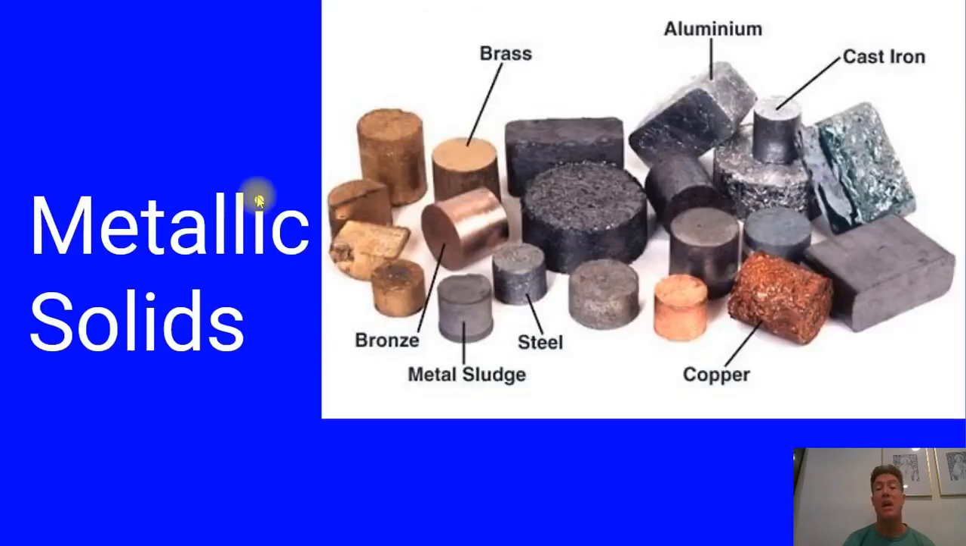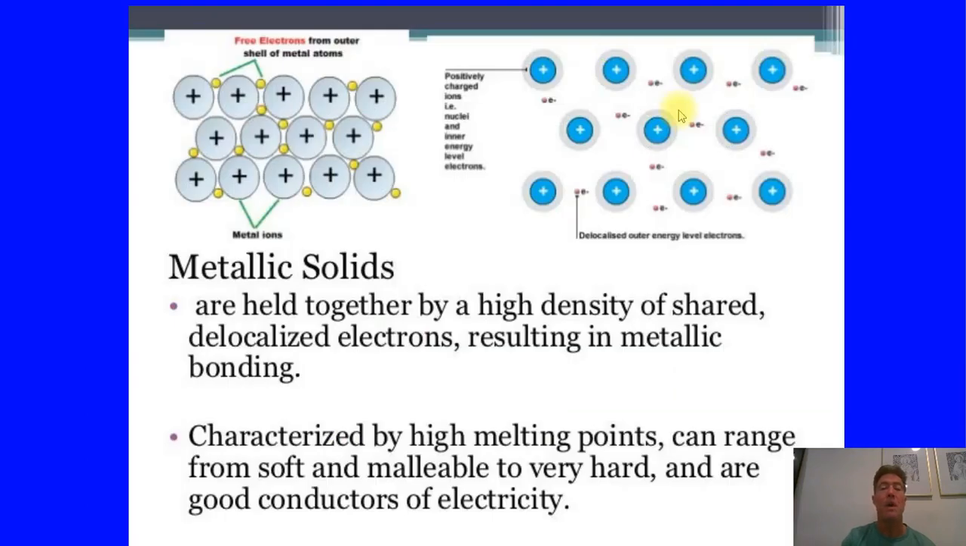All right, that takes us to metallic solids. Now these we're much more familiar with, right? This is steel and copper and aluminum. Metallic solids are held together by a high density of shared delocalized electrons. We call this the sea of electrons. It's like metals are ions surrounded by a delocalized sea of electrons. But that delocalized sea allows these electrons to float around, making them great conductors of electricity.